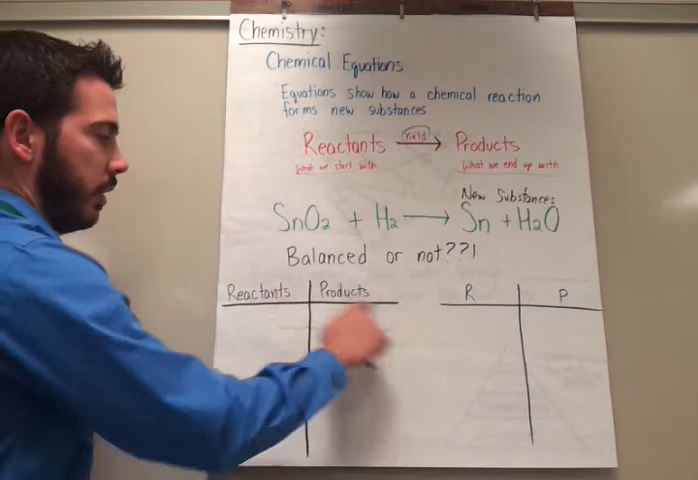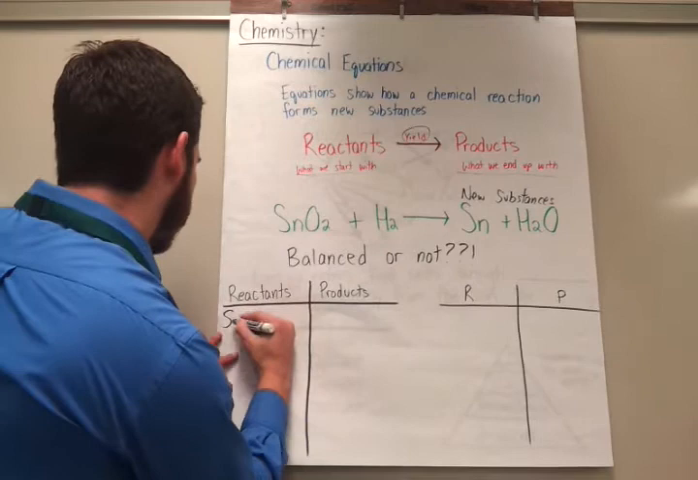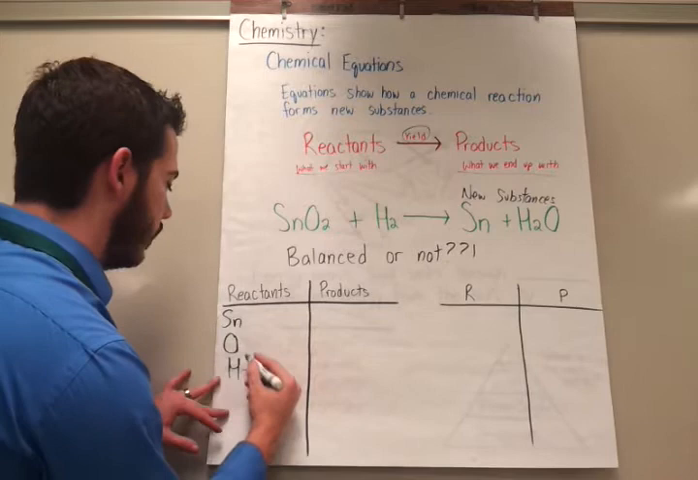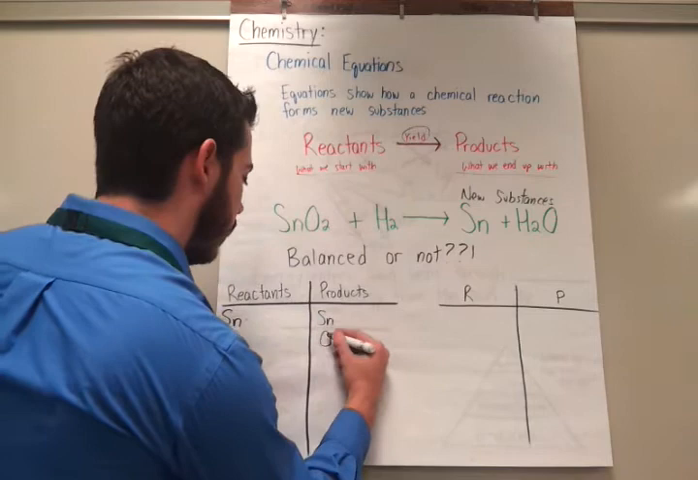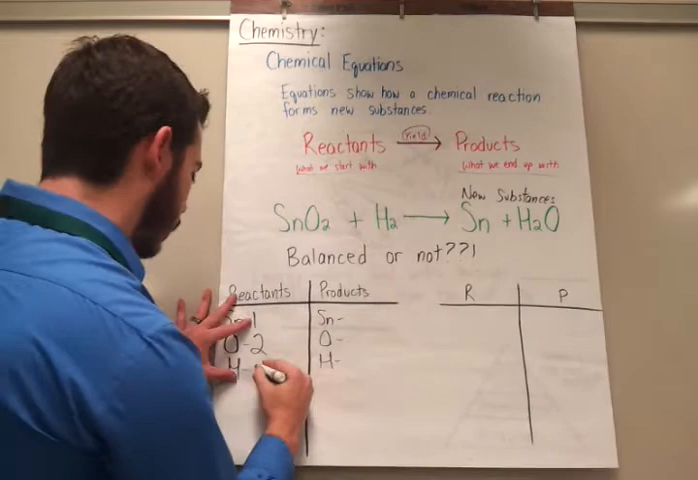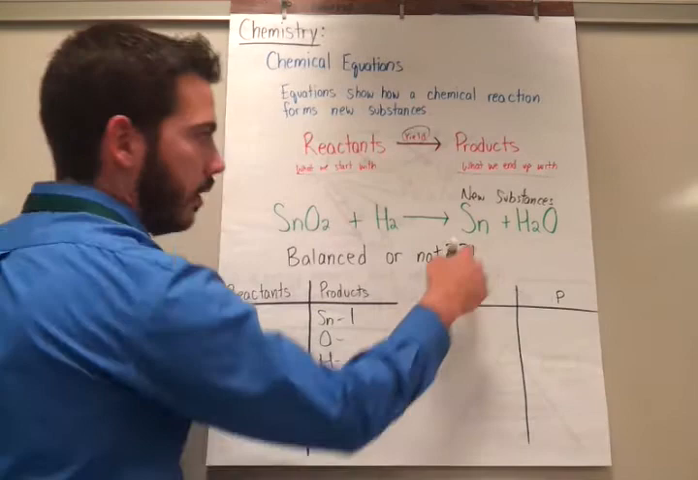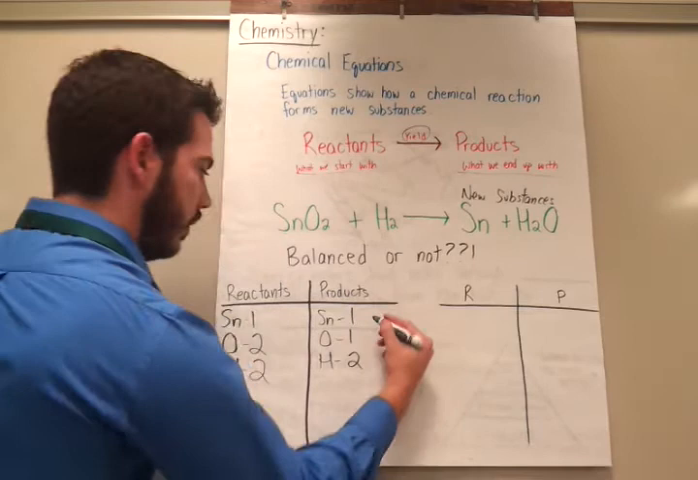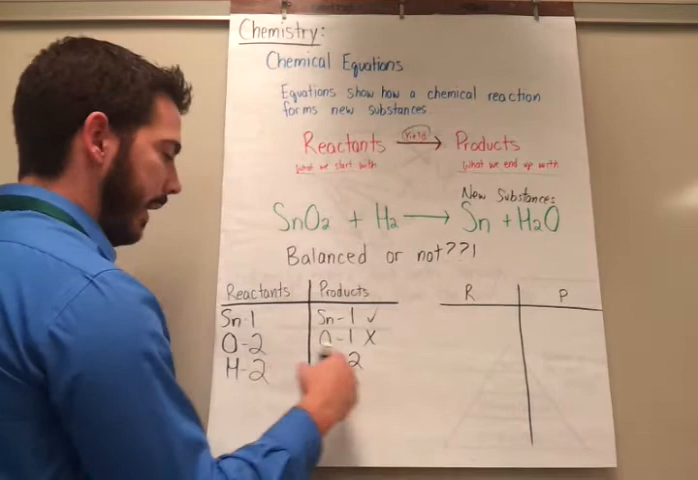Left side of the T-chart, reactants. Right side, products. On the left side, we've got Sn, tin, O, oxygen, and H, hydrogen, and we count how many we have. We've got the same thing on the right side, of course. Sn doesn't have a subscript, so that means 1. Oxygen, we've got 2. Hydrogen, 2. On the right side, we've got 1 Sn, 2 hydrogens, and one oxygen. So the Sn checks out, the oxygen does not check out, and the hydrogen checks out.